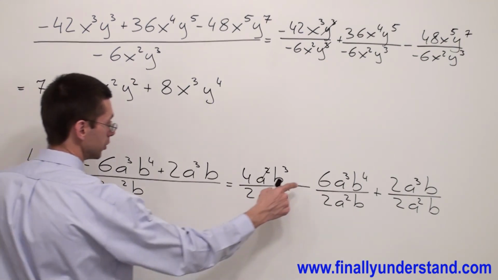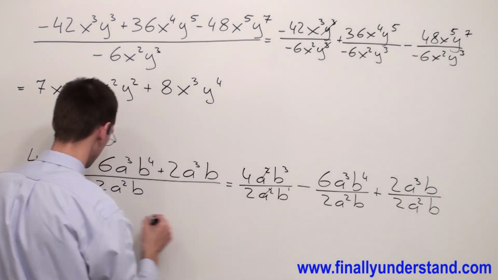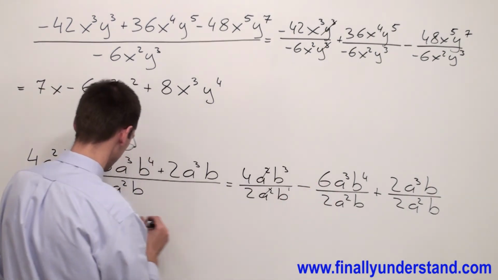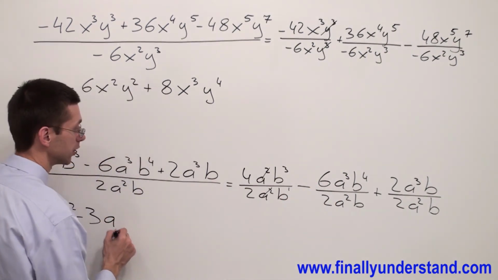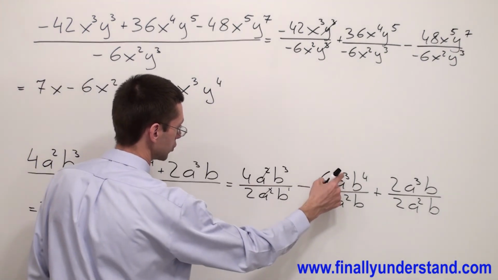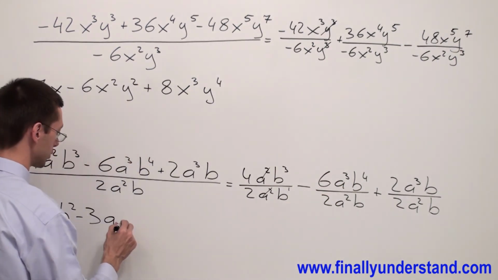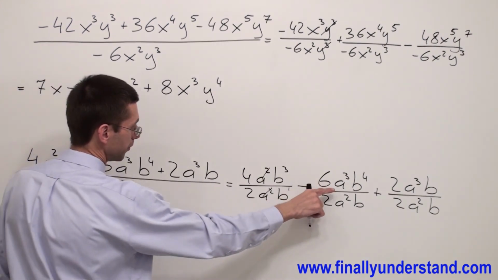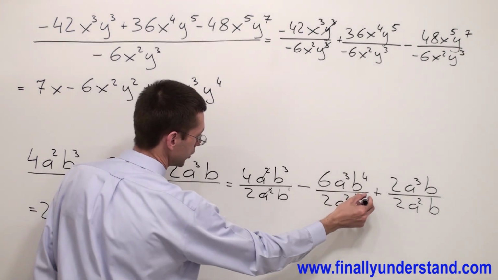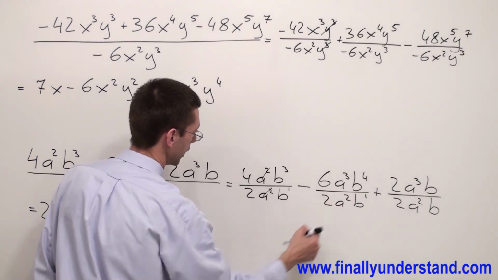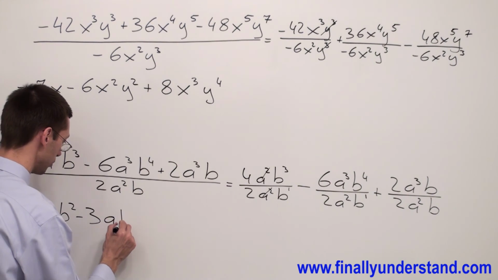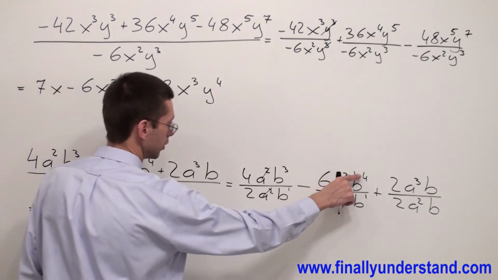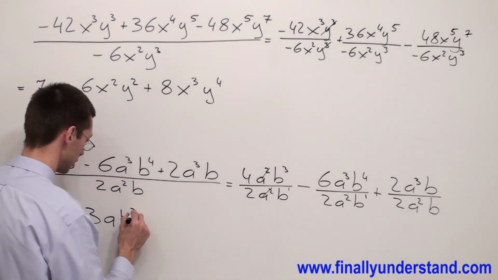Minus 6 divided by 2 is 3. A, this is my base, I have to keep the base and subtract the exponents. 3 minus 2 is 1, I don't write 1. B, remember, anytime there is no exponent visible, there is always 1. I have to keep b and subtract the exponents. 4 minus 1 is 3.